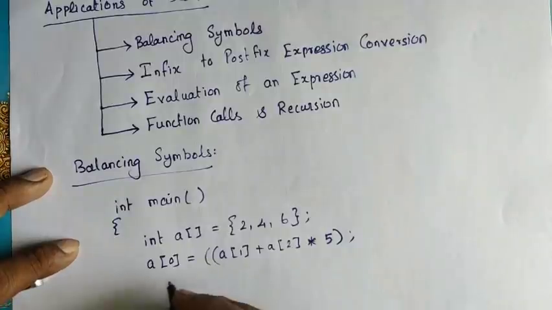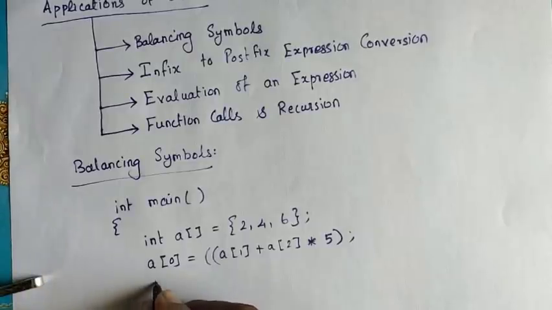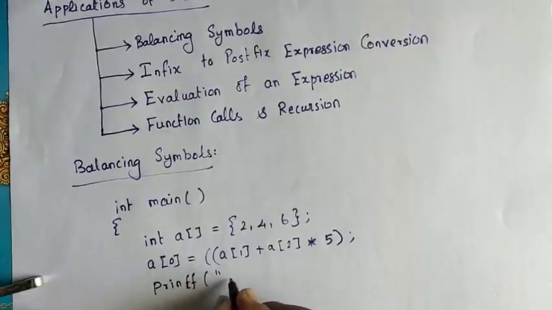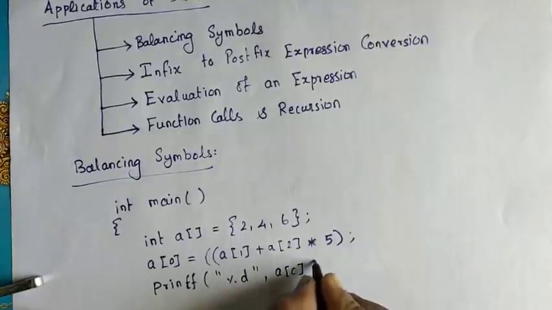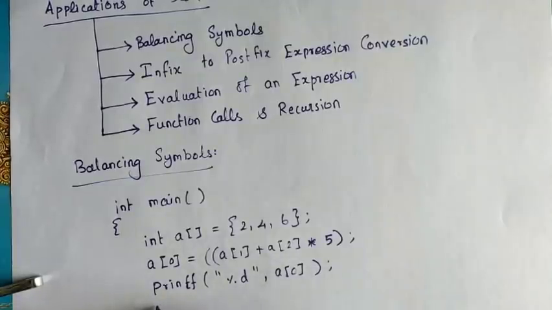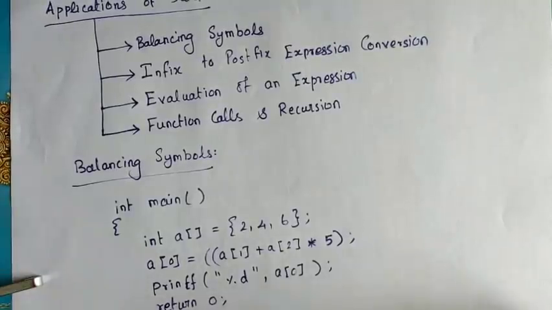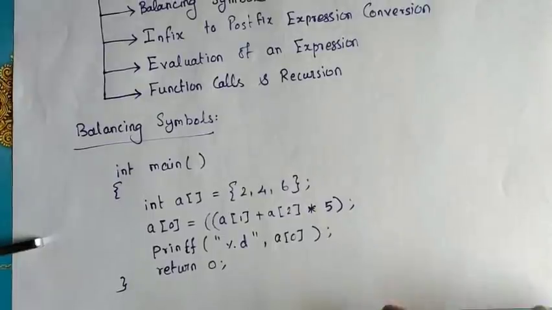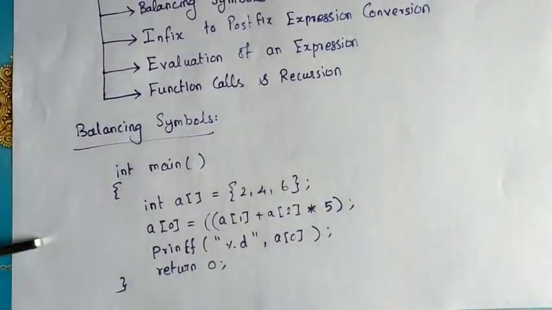And then here I am going to print with cout or printf, %d, a of 0, and return 0, and then I have closed. So this is just a C or C++ program. Why have I written this program here? What is the need of this program in explaining balancing the symbols?